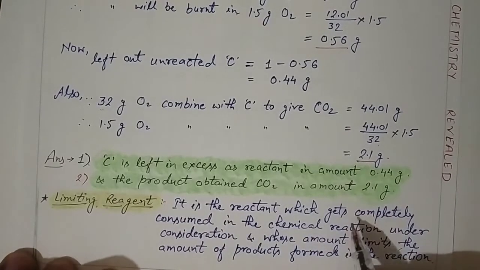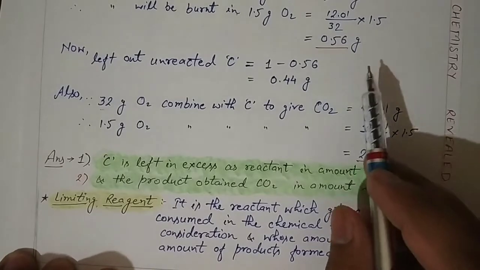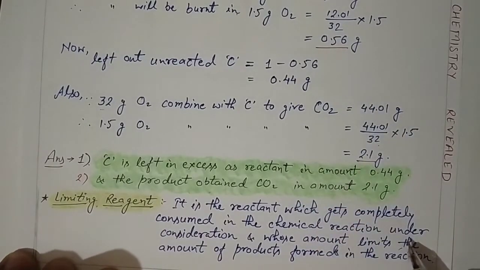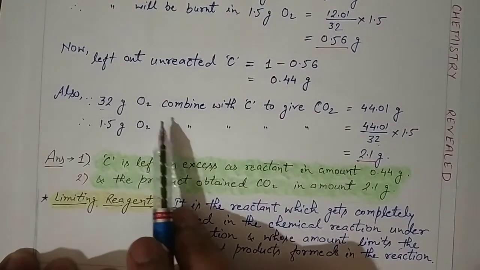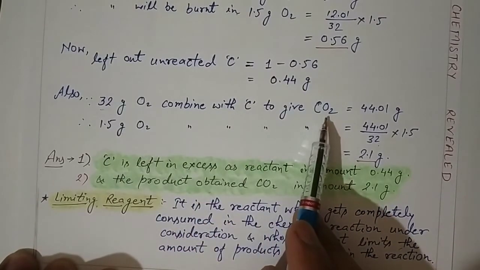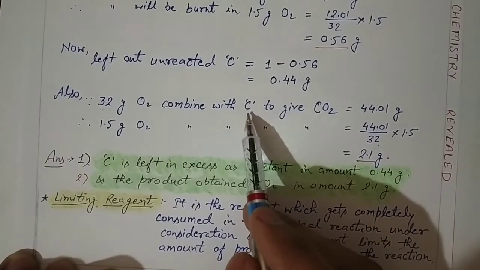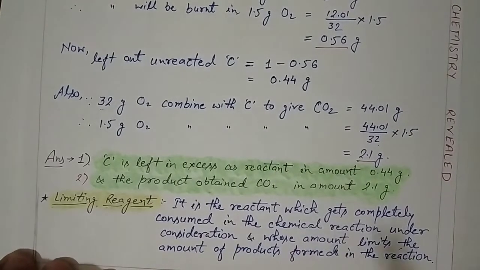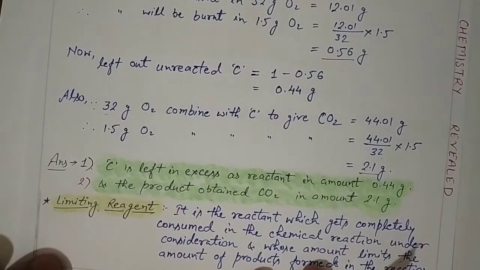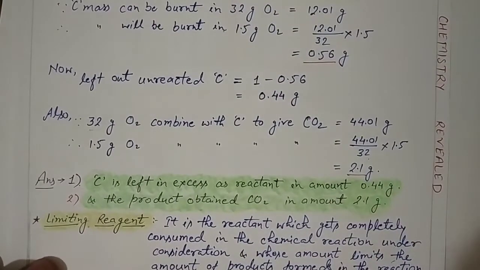Like in this question, oxygen is getting completely consumed and carbon is getting left out. Under consideration means whatever compound is given to us whose amount limits the amount of products formed in the reaction. Because we have only oxygen in a limited amount, that is limiting the carbon dioxide. That is why we have calculated carbon dioxide on the basis of oxygen, not on the basis of carbon. So this is the numerical on the topic of limiting reagent and its definition.